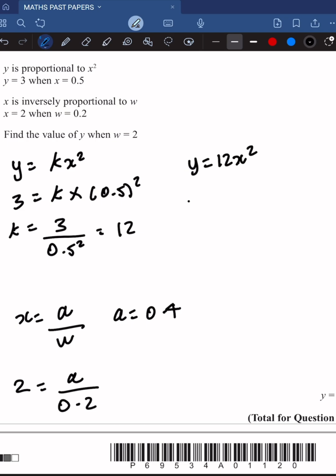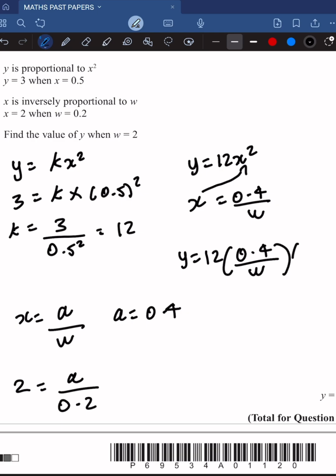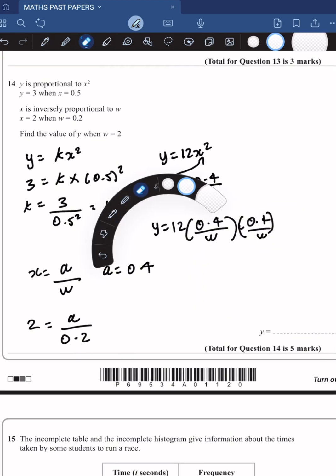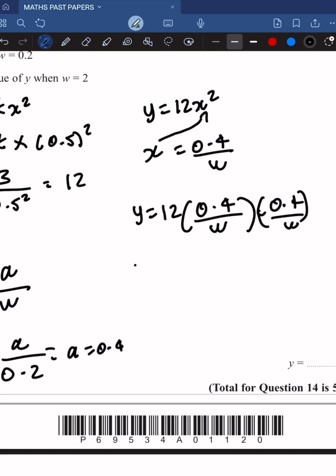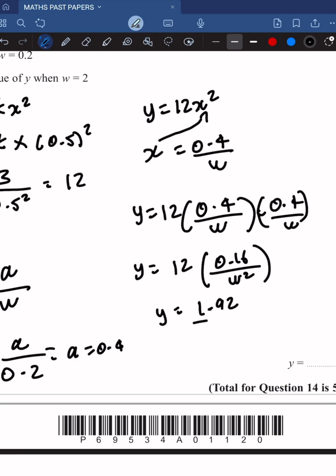And we know that x equals 0.4 over w. Now what we can do is substitute x inside here. So y is 12 times 0.4 over w times 0.4 over w. So y is 12 times 0.4 squared, which is 0.16, over w squared. So y is 12 times 0.16, so 1.92 over w squared.